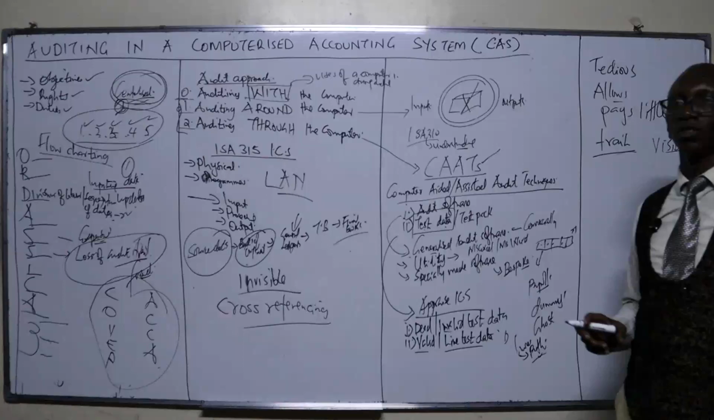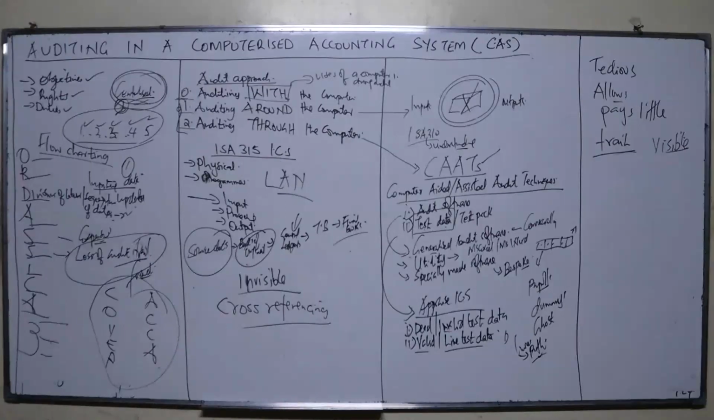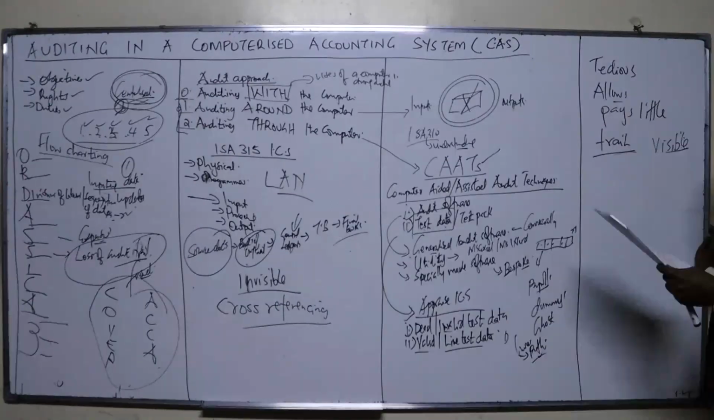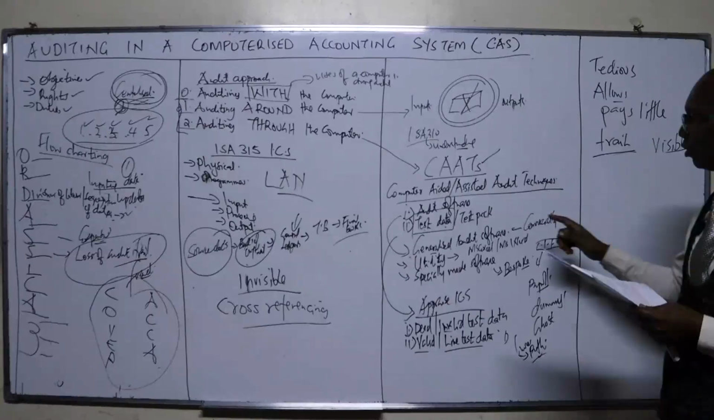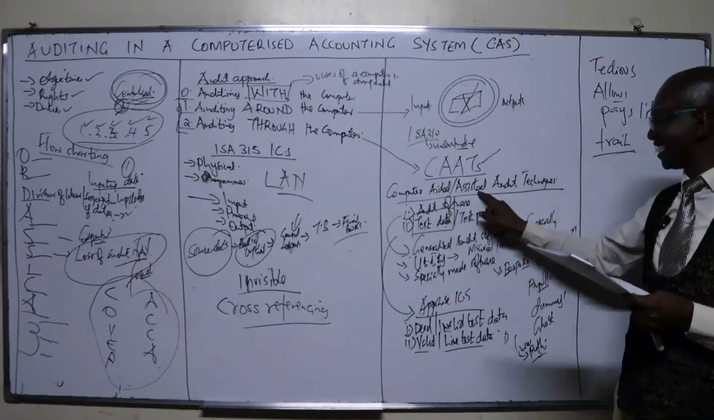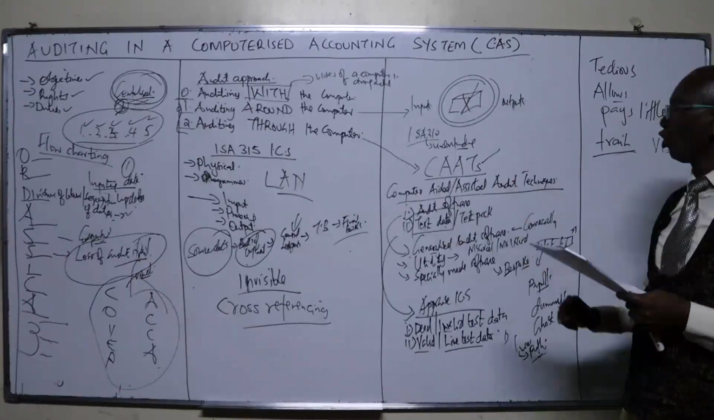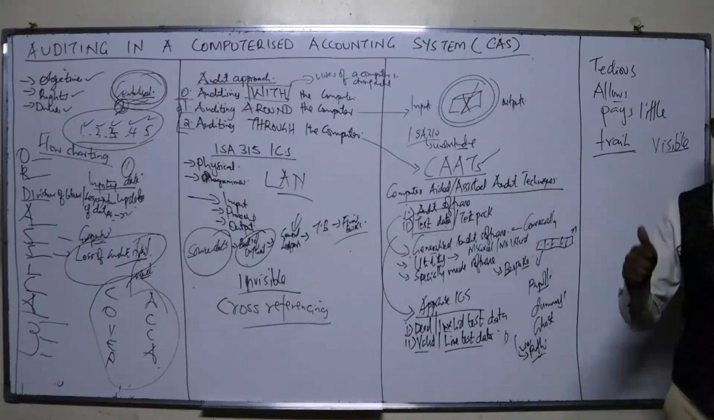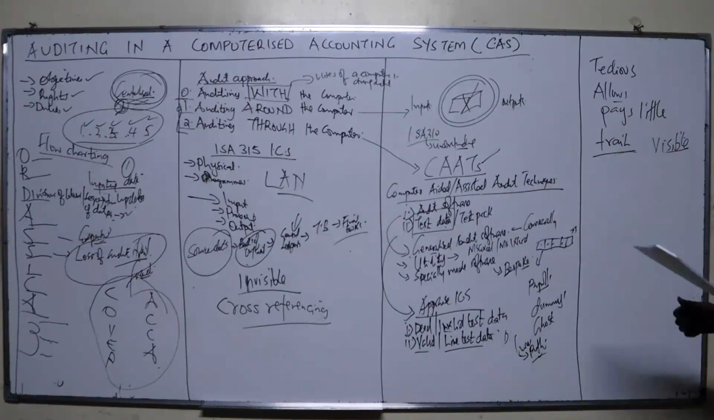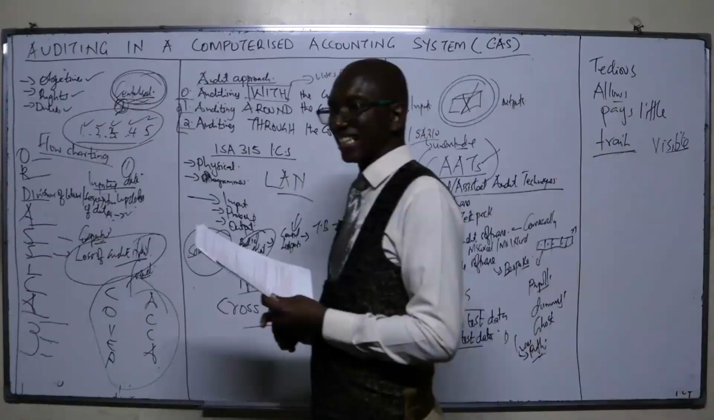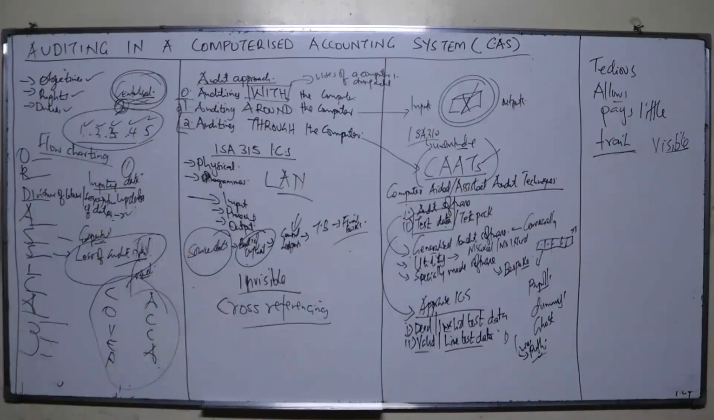These methods are ordinarily referred to as computer-aided stroke assisted audit techniques, in brackets, CAATs. Full stop.